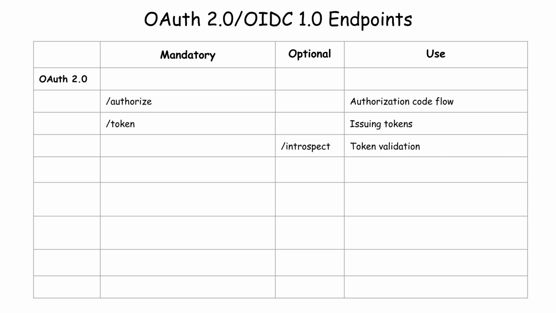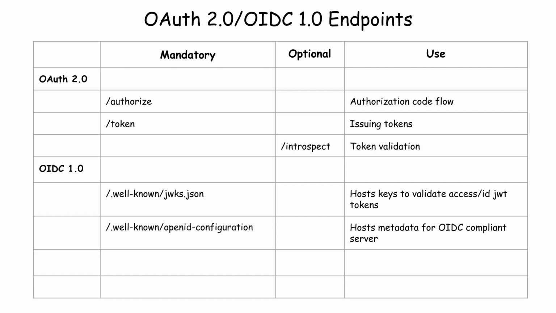Now, OpenID Connect, or OIDC, is a thin layer built on top of OAuth 2.0 specifically for handling user authentication. It adds several powerful endpoints. The well-known /jwks.json endpoint is crucial. It hosts the public keys that your application needs to verify the digital signature of ID tokens, proving they haven't been tampered with. The well-known /openid-configuration endpoint acts as a map or a discovery document. It provides clients with all the necessary metadata about the server, including the locations of all other endpoints.